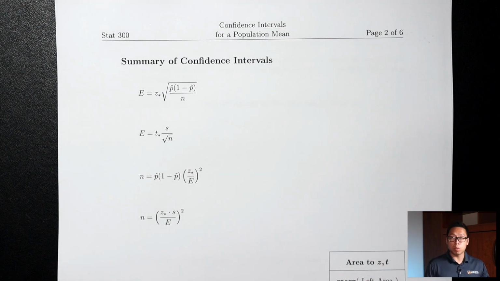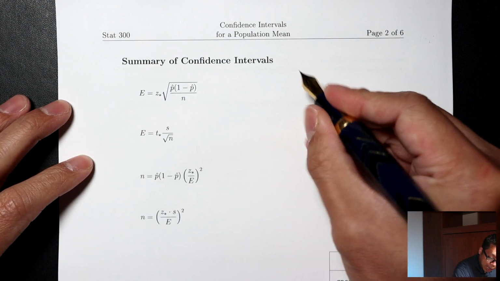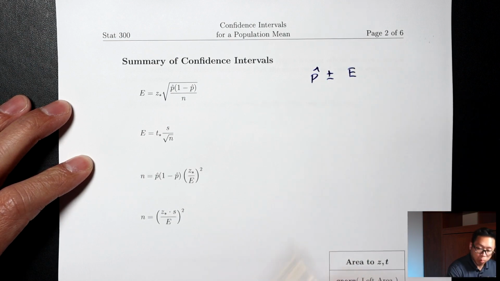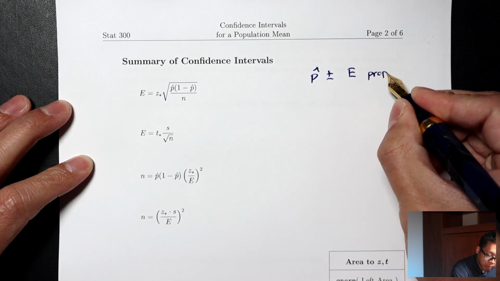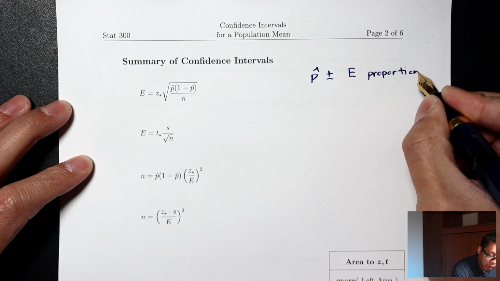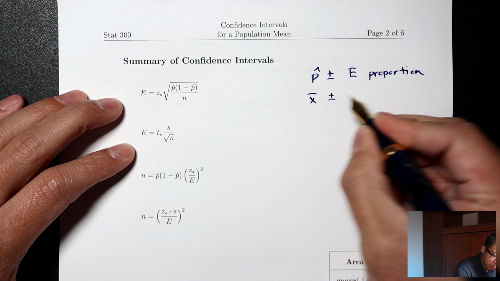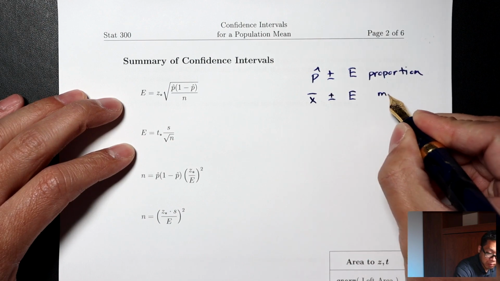The second page here is going to serve as our formula sheet for confidence intervals. Today we're going to mix together the proportions with the means. For confidence intervals, the end result is either going to be p hat plus or minus the margin of error for the proportion situation, or x bar plus or minus the margin of error for the mean situation.